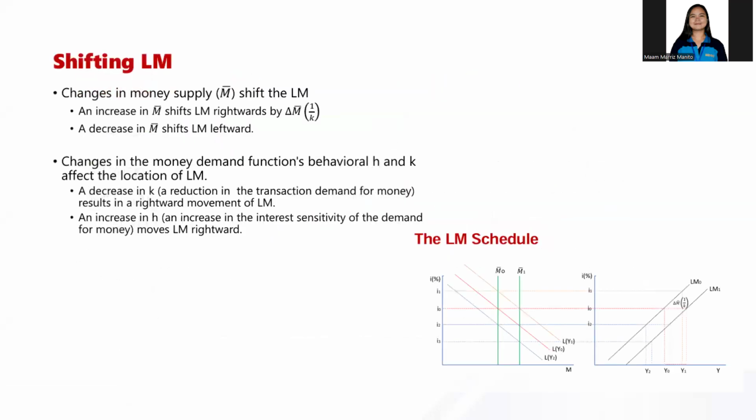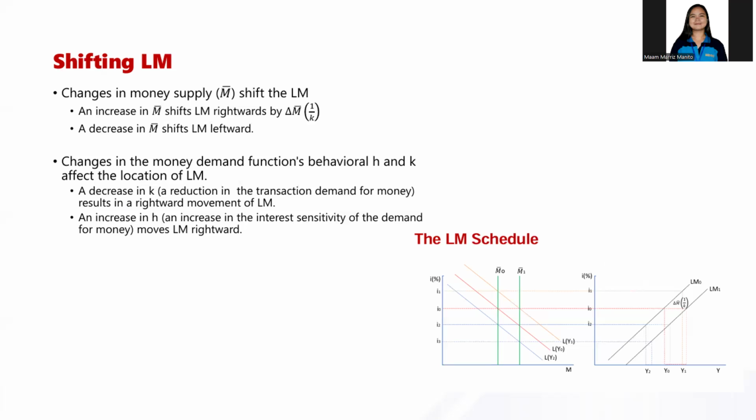Now, shifting LM, the LM will shift if there's a change in money supply. Only if there's a change in money supply. Okay, so if there's a change in the money supply, an example is this graph below, from M sub 0 for the first money supply. If the money supply changes to M sub 1, the LM will also have a change or it will shift, no? So an increase in money supply shifts LM rightwards, and a decrease in M shifts LM leftward.